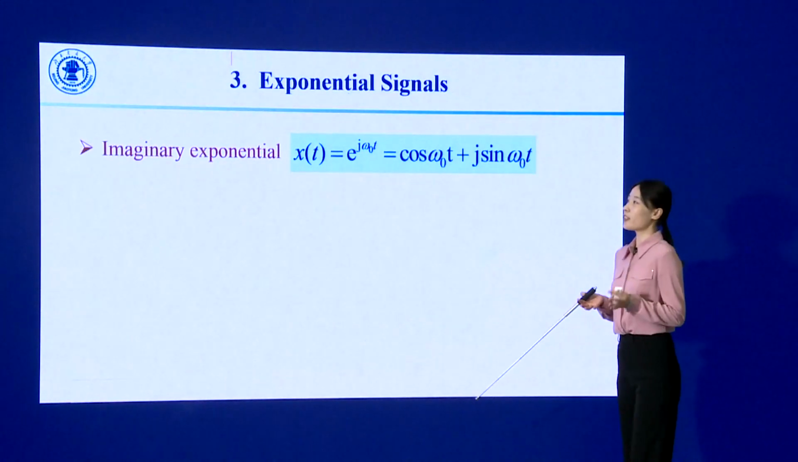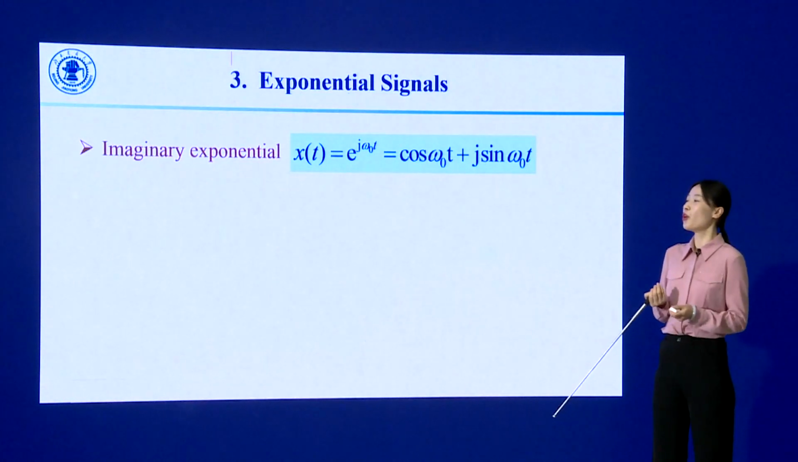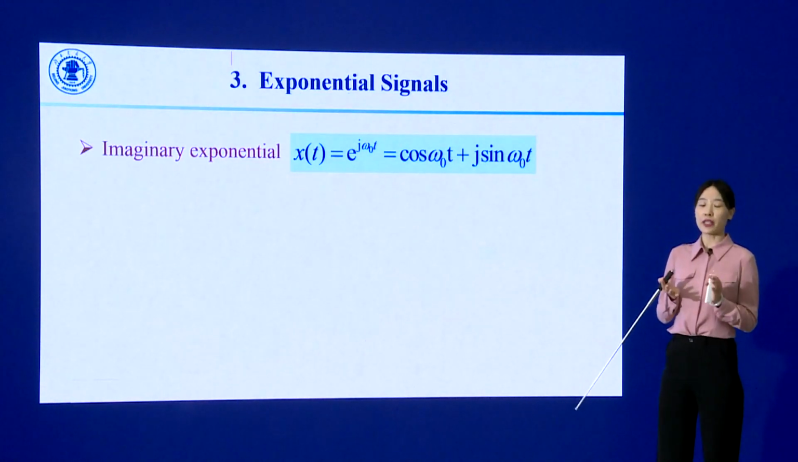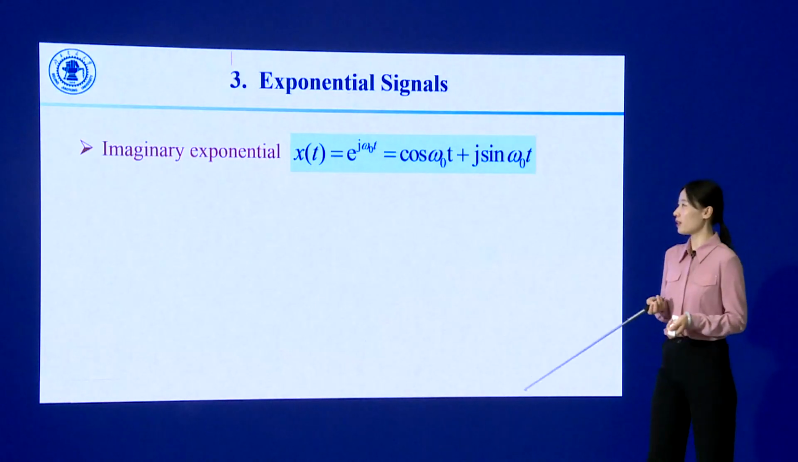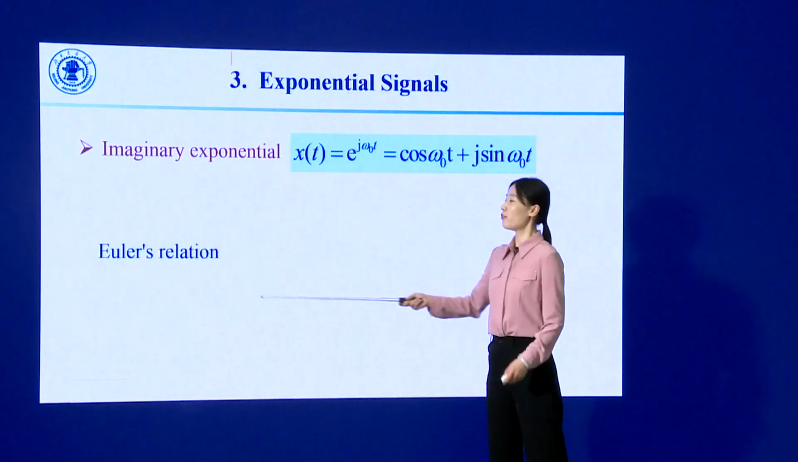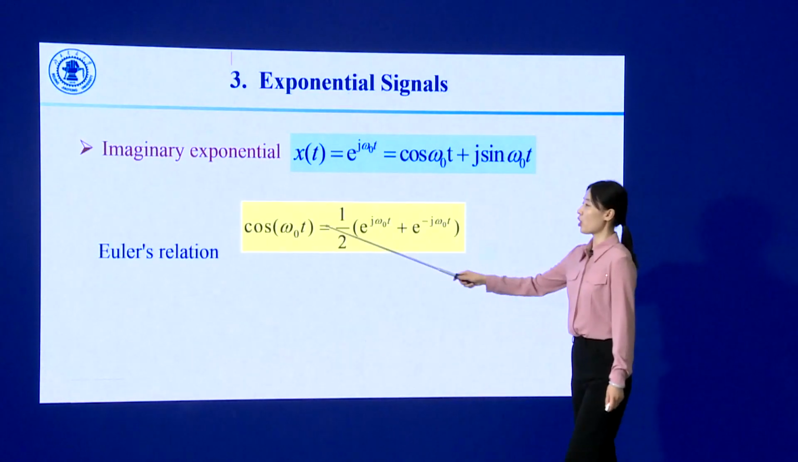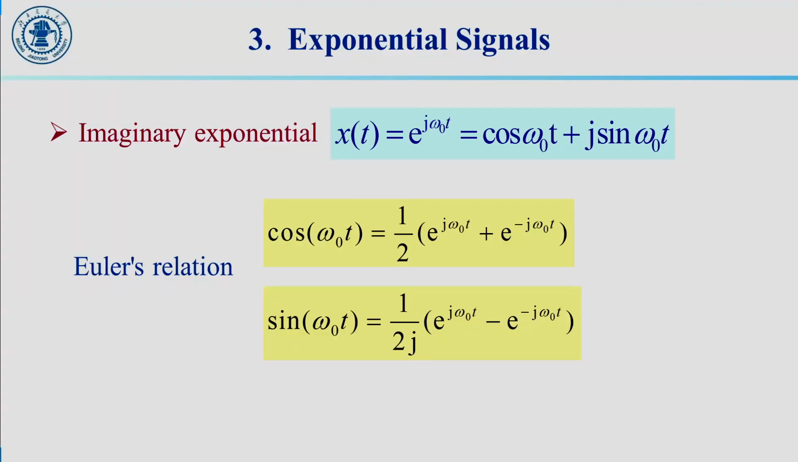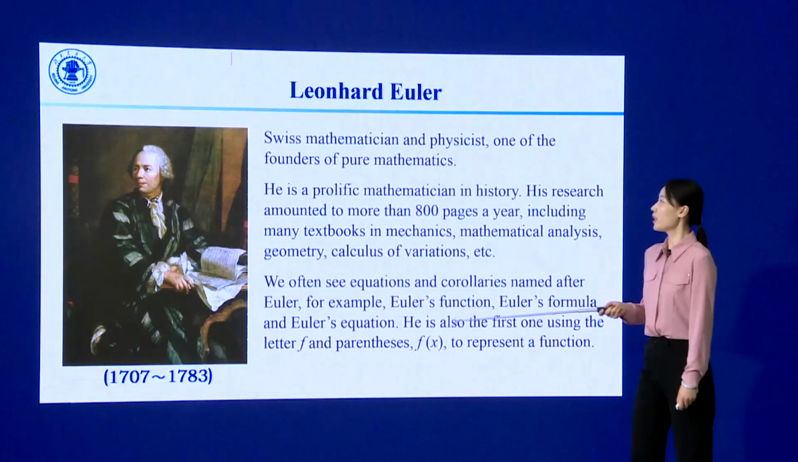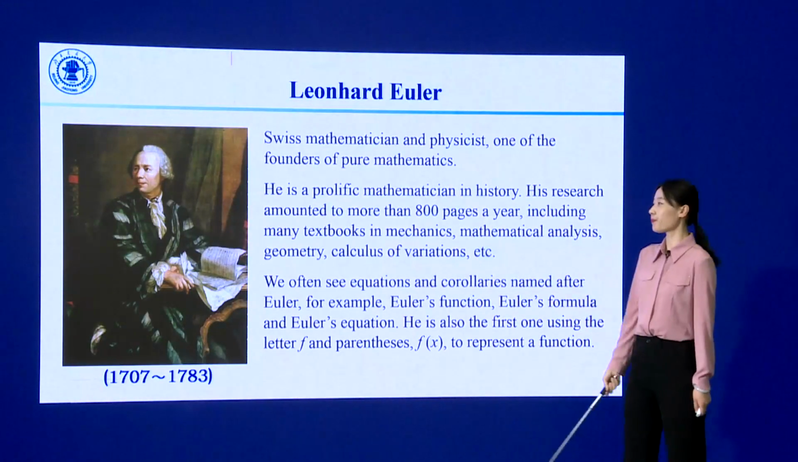Now we have learned the sine signal and the imaginary exponential signal. We can find that they can be linearly expressed. We can use Euler's relation for this linear expression. Here is a cosine signal, and here is a sine signal. Euler's relationship was proposed by Euler, a famous mathematician.